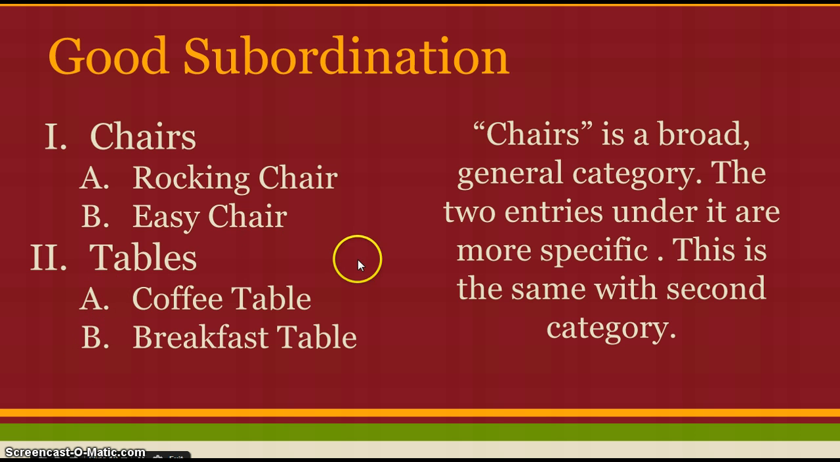And chairs is a broad general category. The 2 entries under it are more specific, i.e. they're types of chairs. And that is the same for number 2. Tables is a broad general category, and the 2 entries underneath it are more specific.